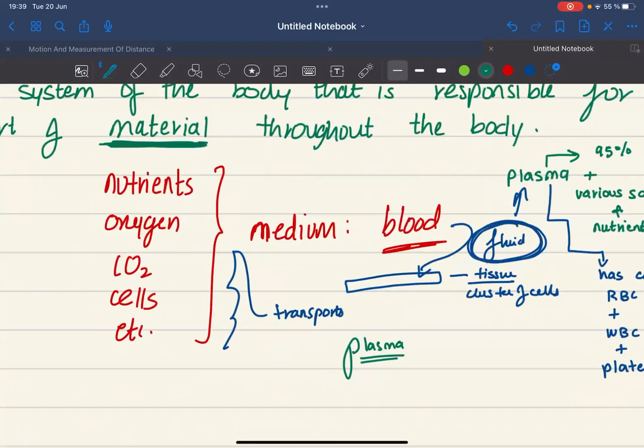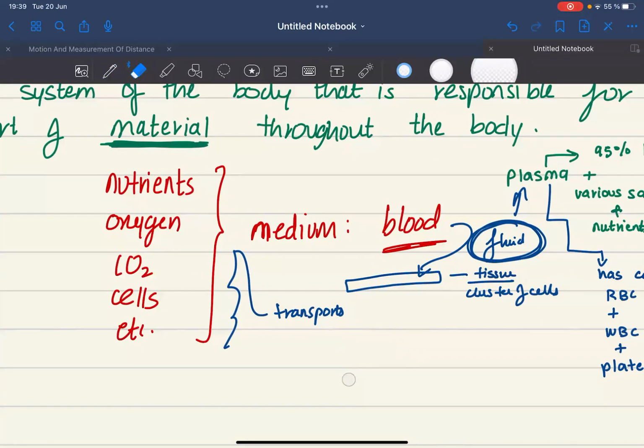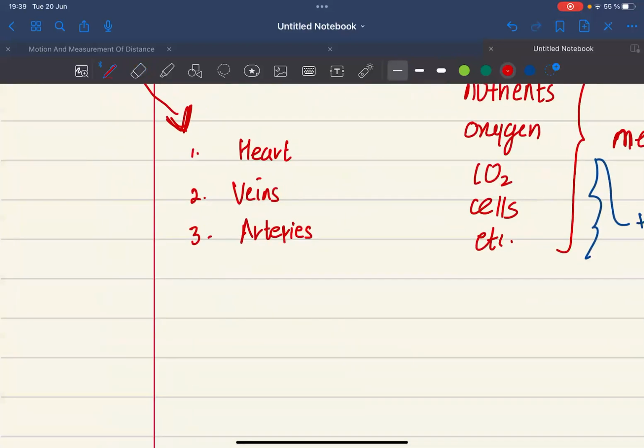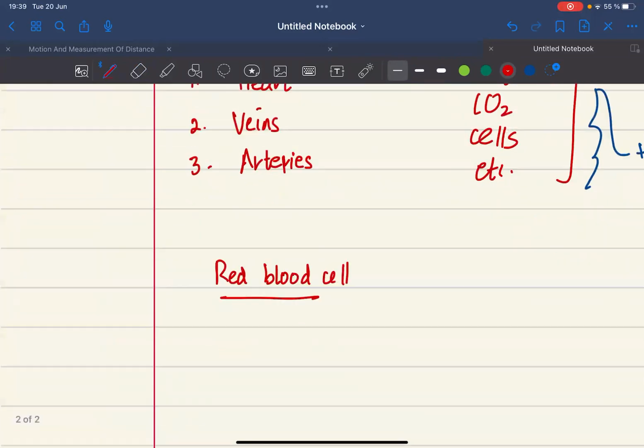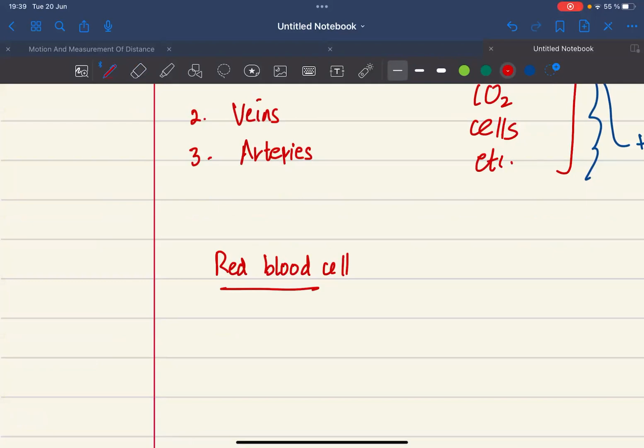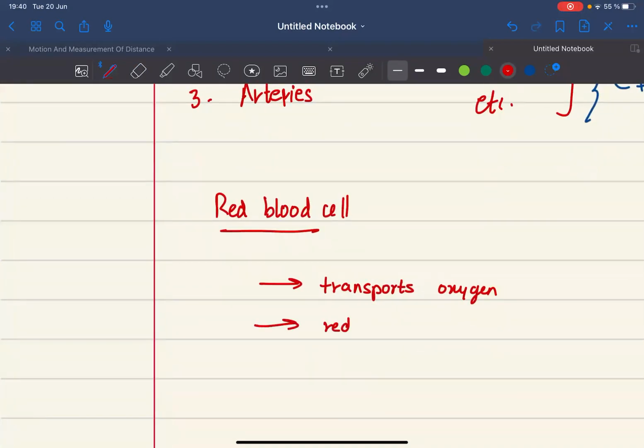Okay, now coming to the important cell, that is the RBC, which gives the red color basically. So red blood cell or RBC, it is present in the blood. It is responsible for the transport of what? What does RBC mainly transport? Ma'am, oxygen. Oxygen, very good. It mainly transports oxygen throughout the body. They have a red pigment which gives the red color. What is the name of the pigment? Hemoglobin. Very good.